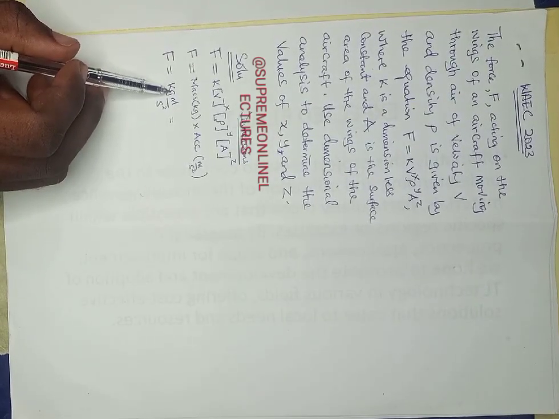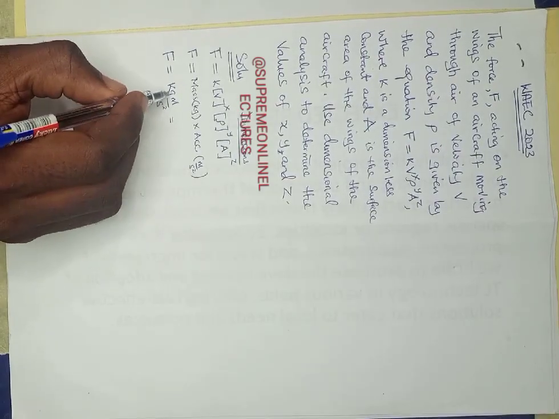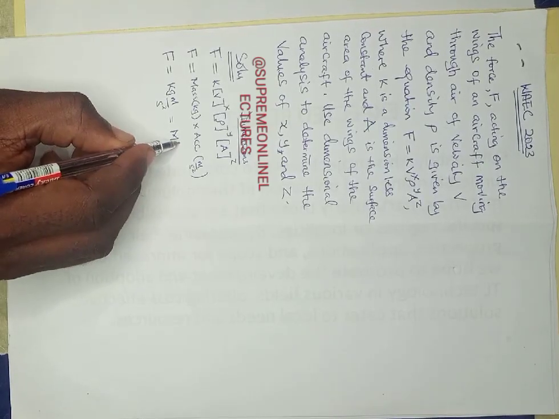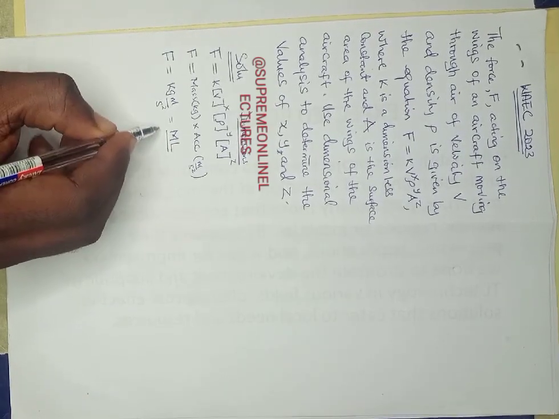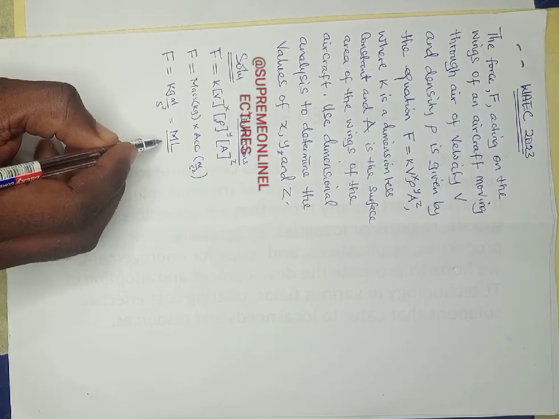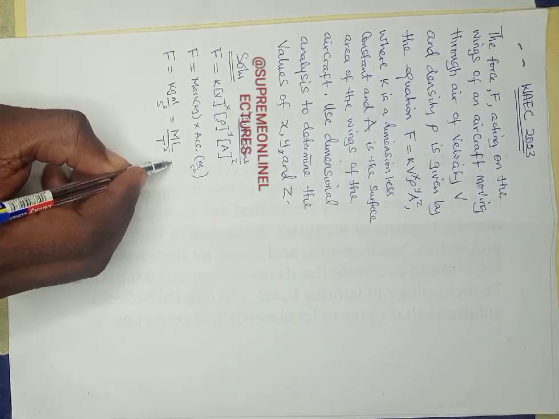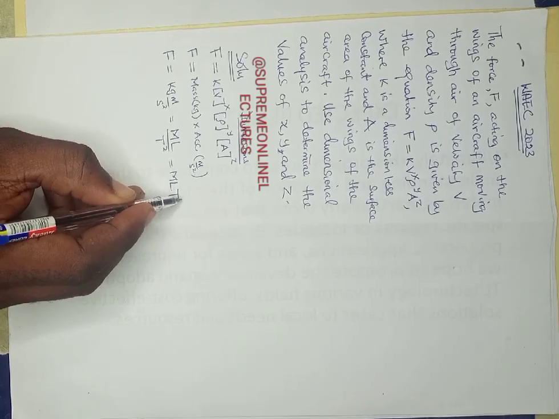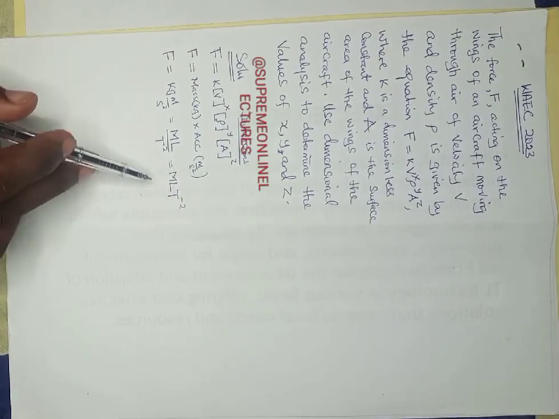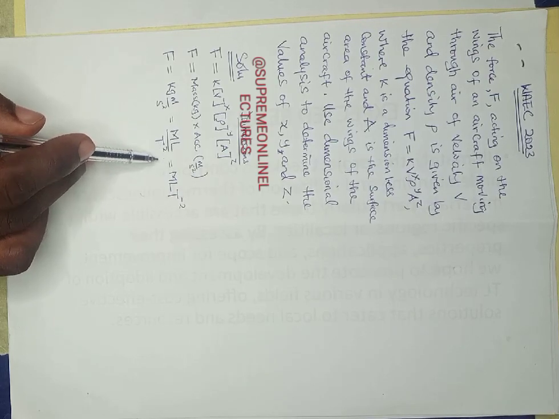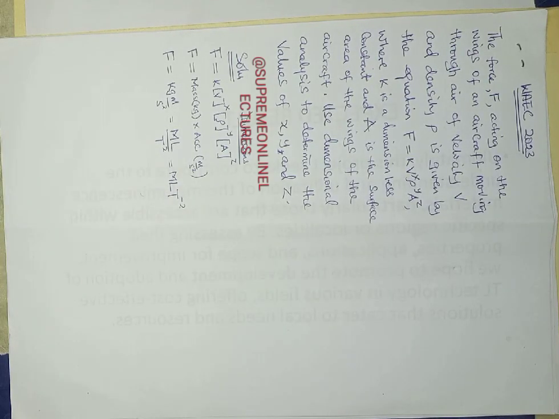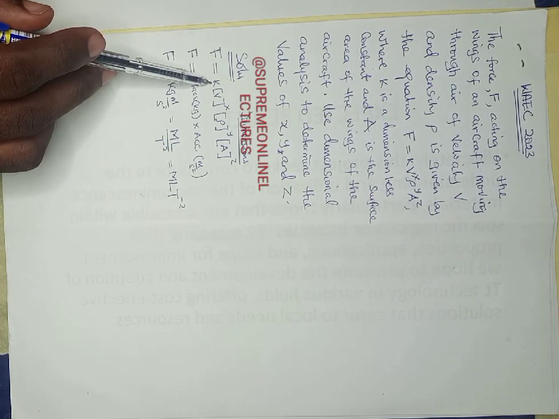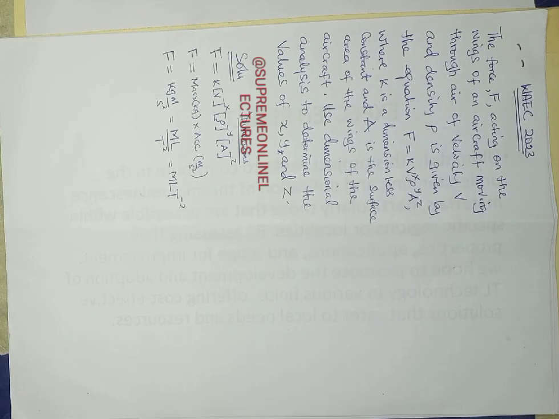The kilogram represents mass, M. The meters is length, L. Then seconds squared is T squared. In other words, I can define this as M L T to the power minus 2, from indices. Instead of writing 1 over T squared, we simply write T to the power minus 2. So I have defined F. The constant k is dimensionless, so I am going to ignore it for now.